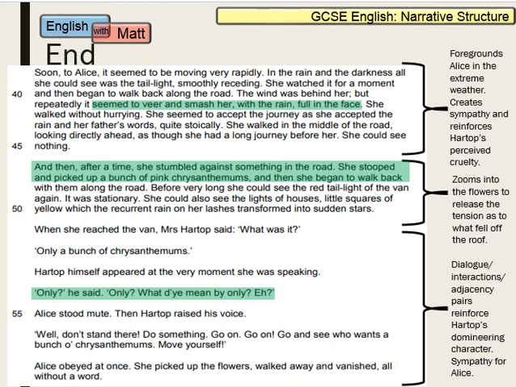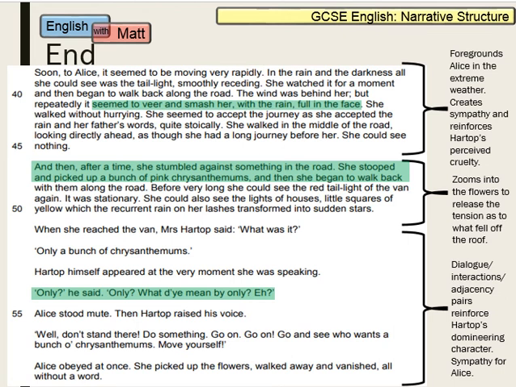And that is how the extract finishes. That is the end of the extract. So again, we've got the weather foregrounded at the top there. As we've said, foregrounds perhaps Hartop's cruelty and his bullying force in this extract.